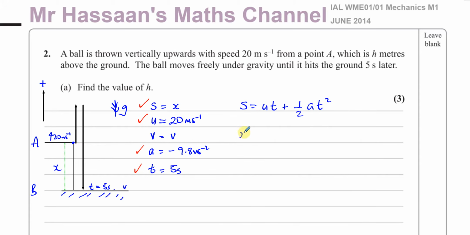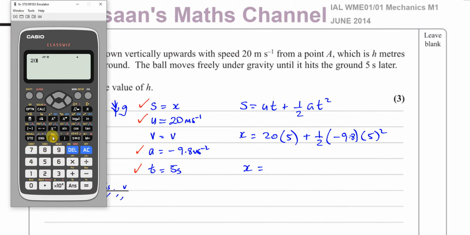So S is X here. U is the initial velocity, which is 20. T is the time it took, which is 5, plus a half times A, which is negative 9.8, times 5 squared. And that will give us the value of X. So let's put that in the calculator. We have 20 times 5 plus a half, can use 0.5, times negative 9.8 times 5 squared. Now that gives us negative 45 over 2.